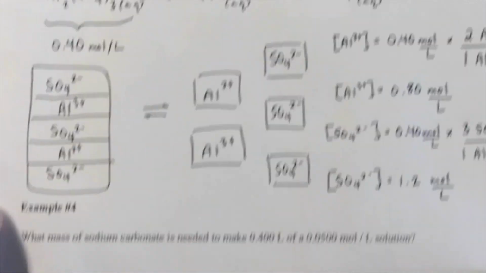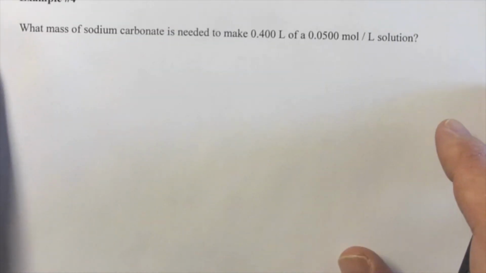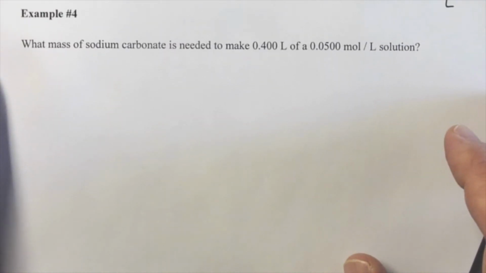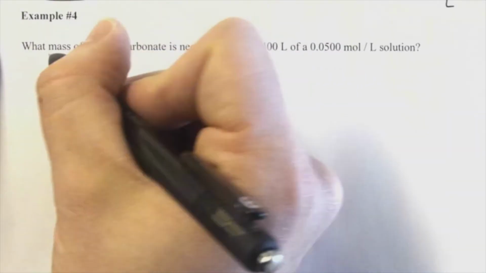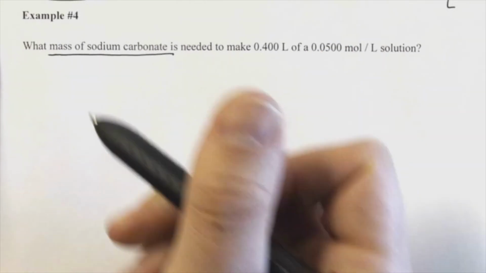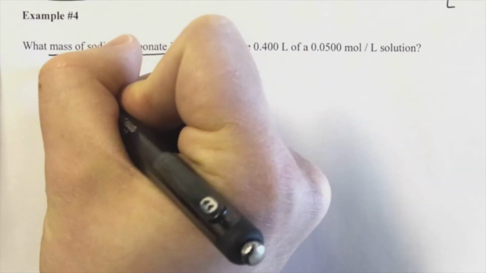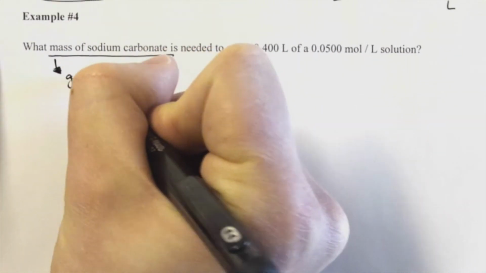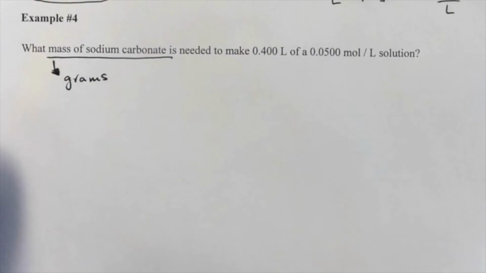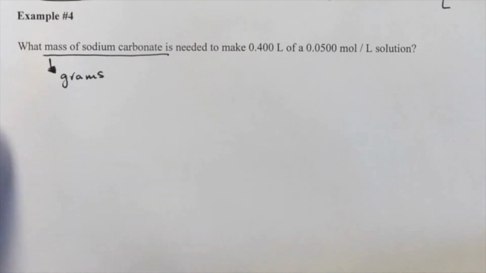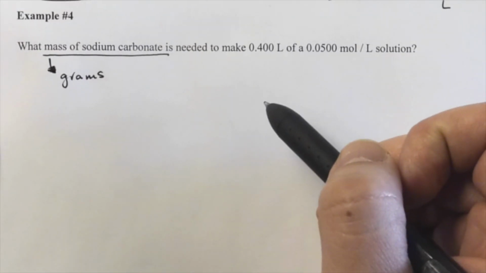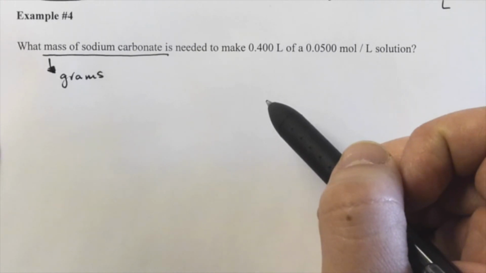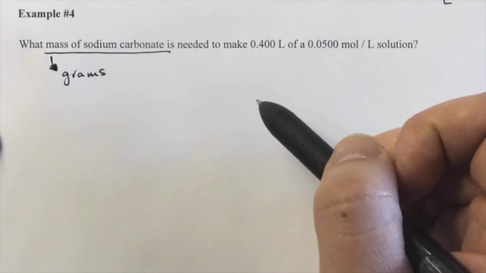All right, let's go over to example 4. This is our last example. This is asking for a mass of sodium carbonate. What mass of sodium carbonate? So when we talk about mass in chemistry, we're trying to figure out grams. What mass of sodium carbonate is needed to make 0.400 liters of a 0.0500 mole per liter solution of sodium carbonate?